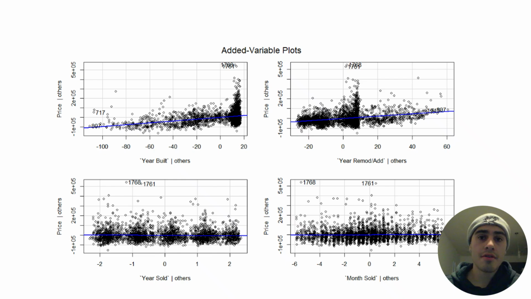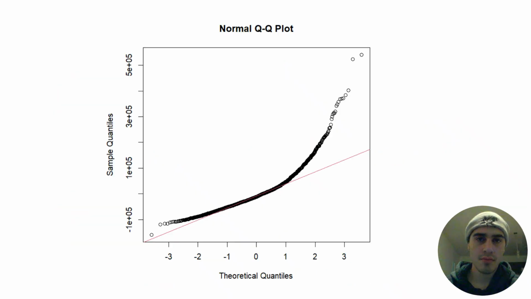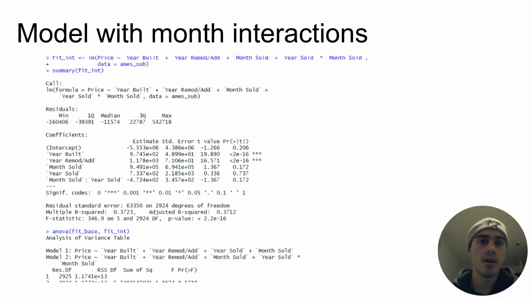These are the added variable plots that show a positive linear trend in the year built and year remodeled / added. This also shows banding, which aligns with our previous assessment of a non-constant error. Quickly, this is our QQ plot, which shows clear curvature and skewness with a few outliers near the extremes. This just shows the effect that the interaction of months sold and year sold had on the model. It was unfortunately not statistically significant, but it follows the previous trends with these variables.